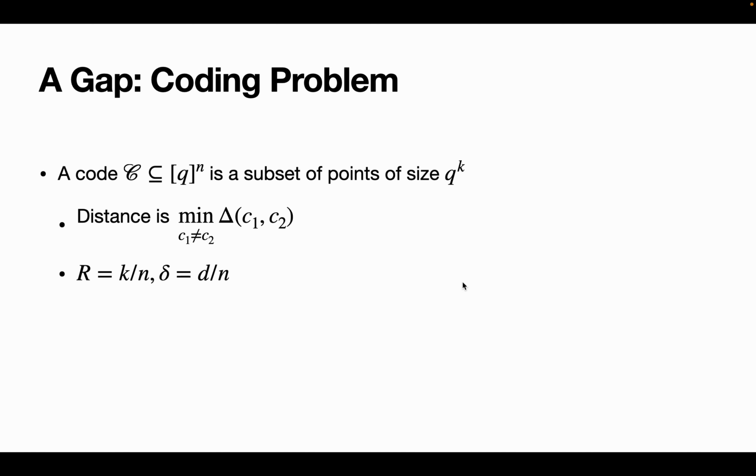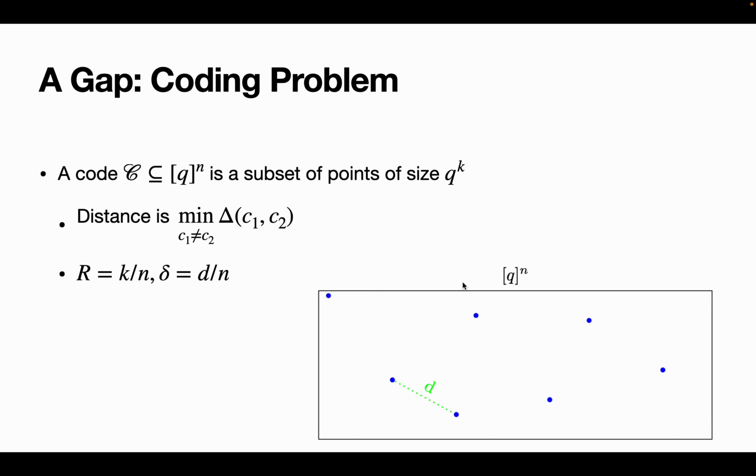A code, which is a subset of [q]^n, is just a set of points, which we're going to call code words, where every code word consists of a tuple with n entries, where each entry comes from the integers 1 through q. And we're going to say that the code has q^k points. Here's a visual representation. The ambient space here is [q]^n, and these blue dots represent code words.